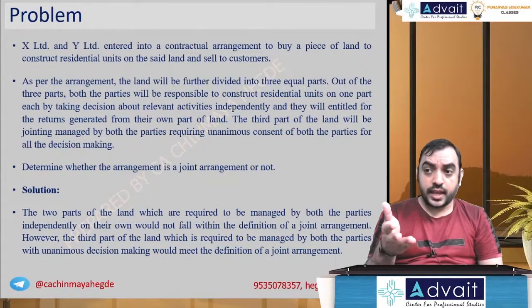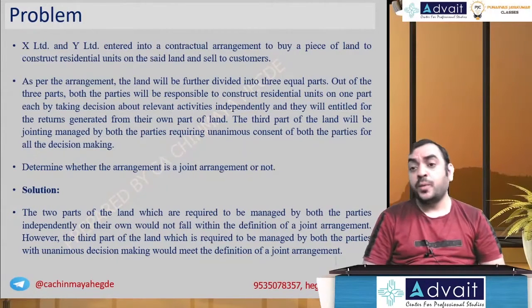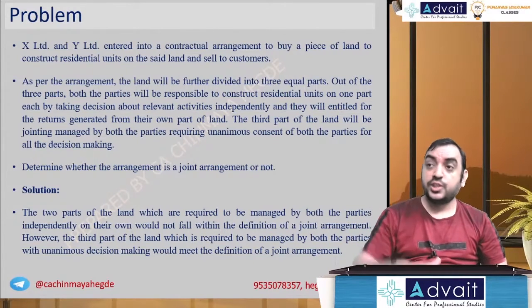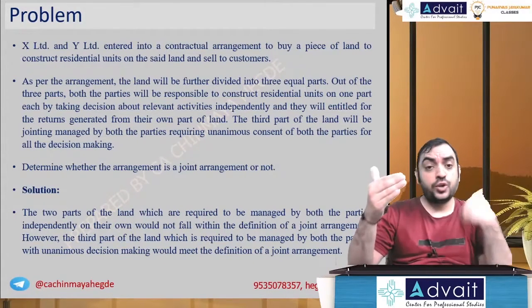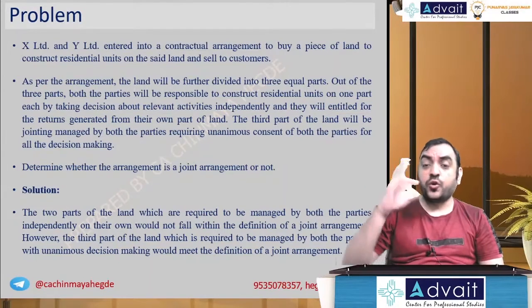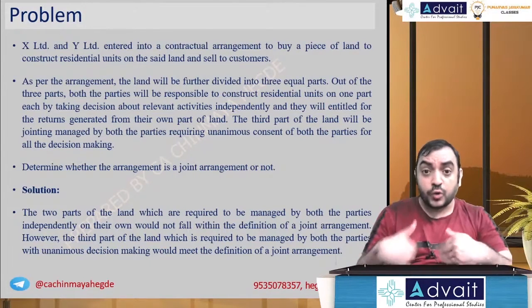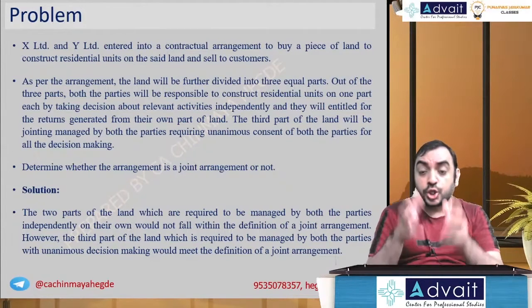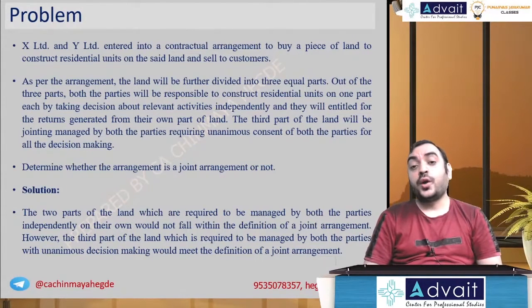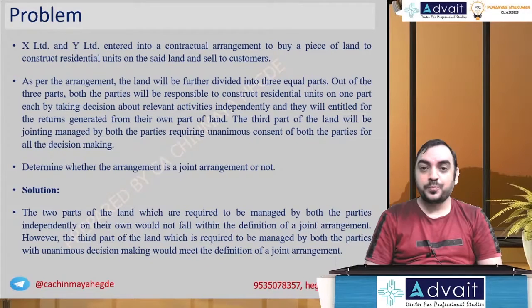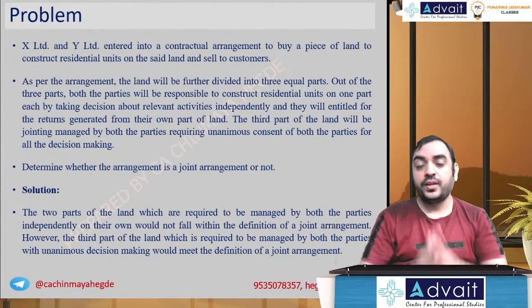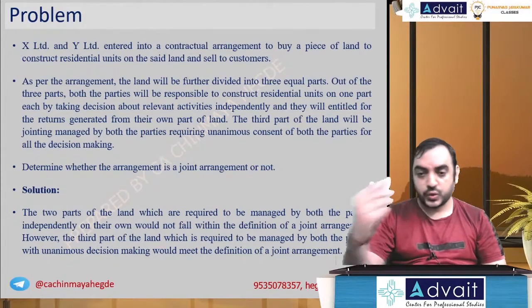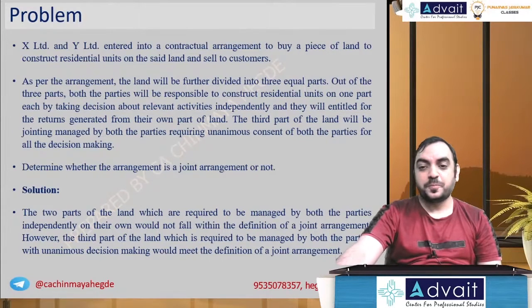And this can be a slightly different thing. In some other problem, there might be floors. You have three floors. First floor, one person controls. Second floor, the other person controls. The ground floor, both people need to give unanimous consent. So the ground floor will come under joint control, a joint arrangement. Hope you're able to work out that combination problem. Hope you understood. I'll go further.